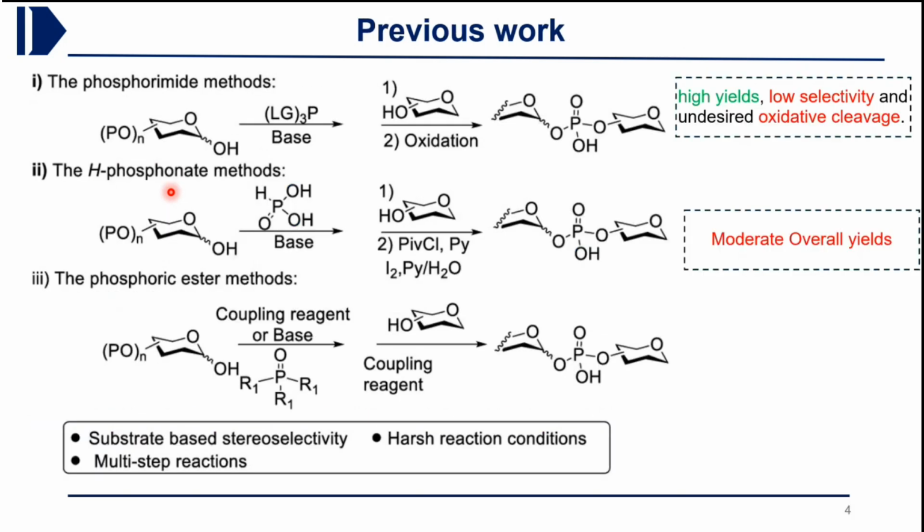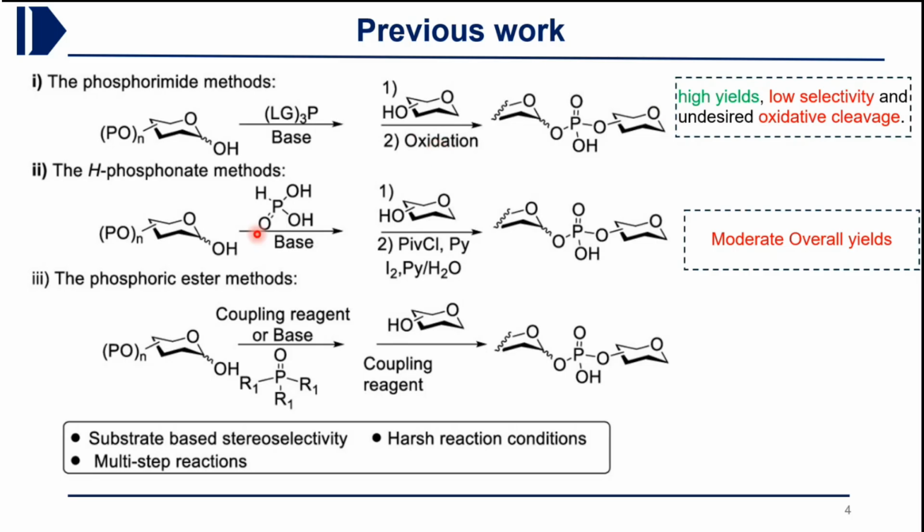Now there is some previous work. The first method is the phosphoramidite method for the preparation of these phosphoryl glycosides, using a phosphate group with a leaving group, and a base. Here at the OH they get this phosphate, and with another sugar they do the same reaction again. After oxidation, they get this phosphoryl glycoside. This condition has some pros and cons: it gives high yields, but there is low selectivity and undesired oxidative cleavage after the oxidation.